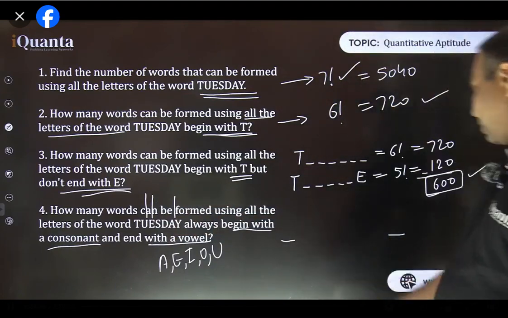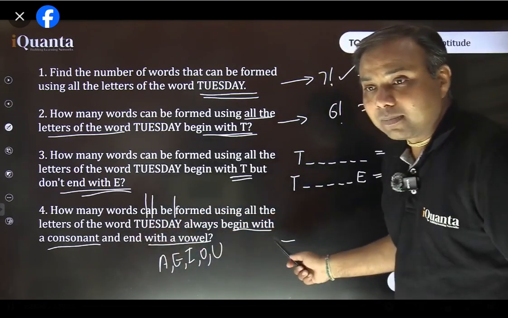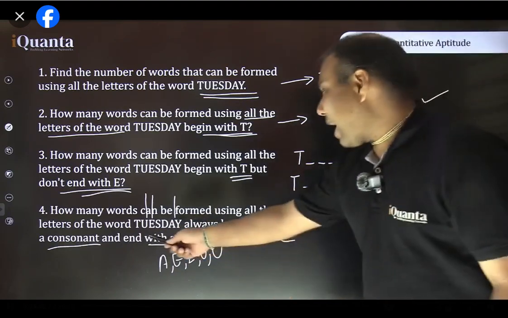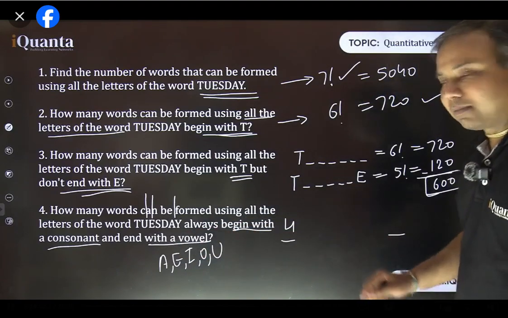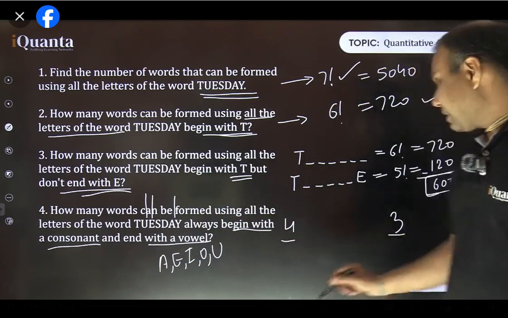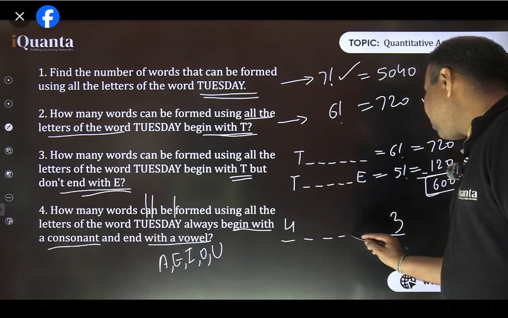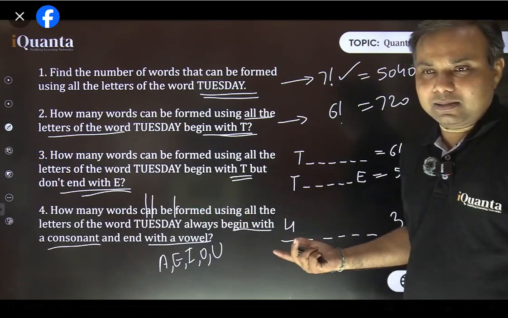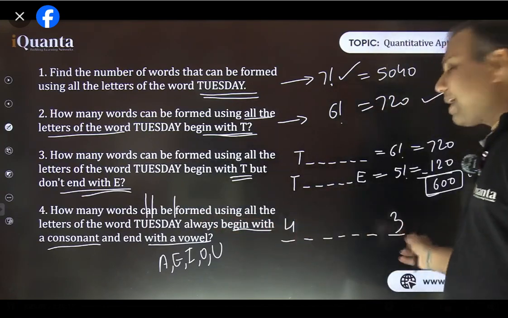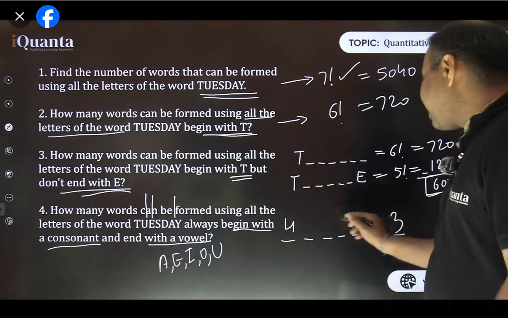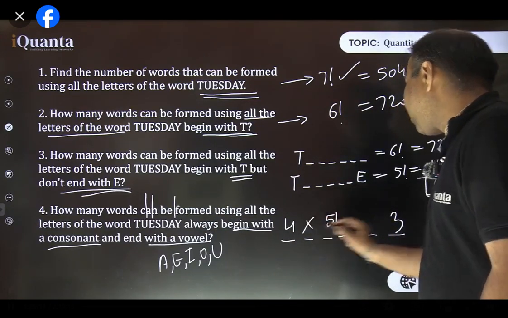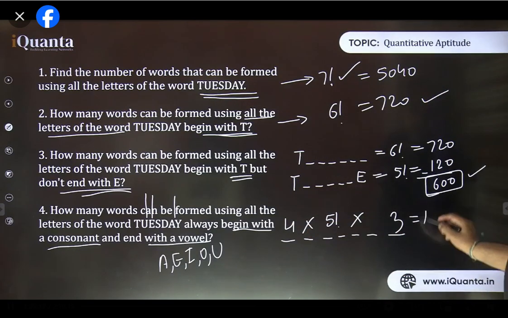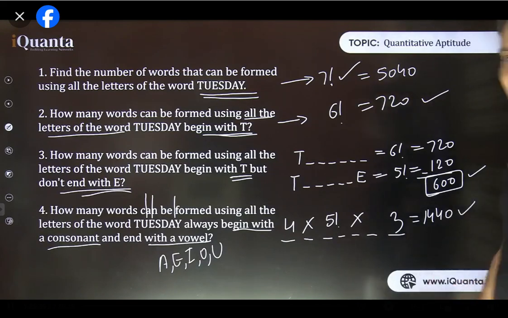So in how many ways can we fill the first place? It should begin with a consonant, so the first place can be filled in 4 ways, because there are 4 consonants. And it should end with a vowel, so the last place can be filled in 3 ways, because there are 3 vowels. The intermediate 5 places can be arranged by the remaining letters. Out of 7, 2 letters have already been used, so the remaining 5 places can be arranged in 5 factorial ways, or 120. So this is 4 into 5 factorial into 3, which is 120 into 12. That is 1440.